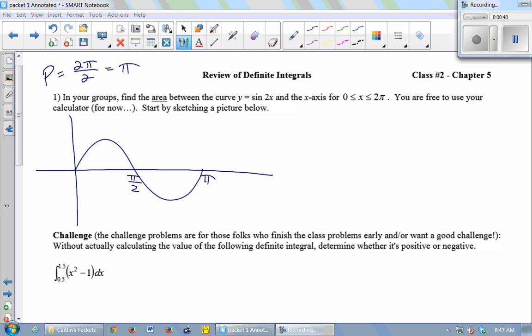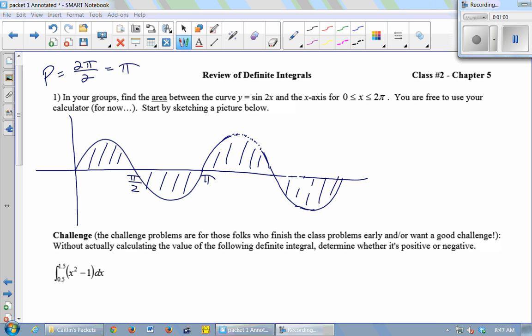And then what I want is the area from 0 to 2 pi. So I have to graph a second period. And I want to find all of this area between the curve and the x-axis. So this, and this, and this, and this.